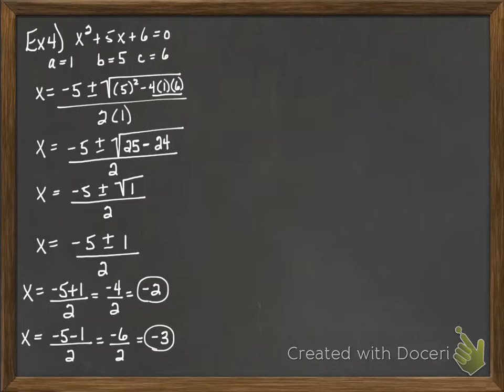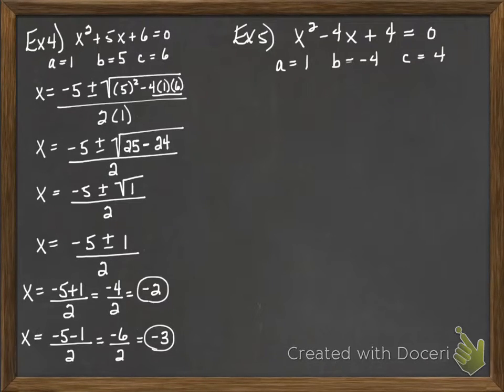Okay? All right, let's look at example 5. Example 5 is going to show you how you can use the quadratic formula and get only one answer. So let's look at x squared minus 4x plus 4 is equal to 0. Your equation has to be set equal to 0 for you to find your a, your b, and your c. So either in your head or on your paper, you're going to write a is what? 1, b is negative 4, and c is positive 4.